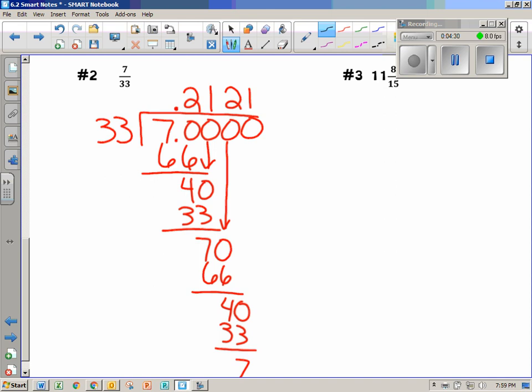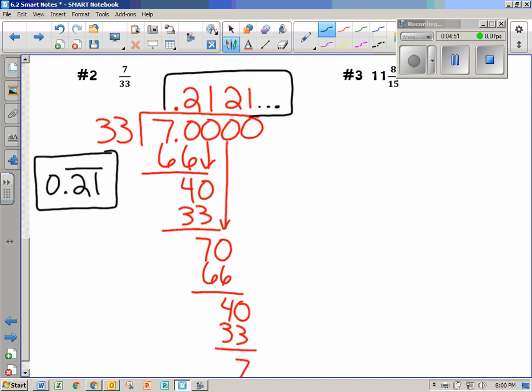When you write your answer, the best way to write this one would be 0.21 with the bar over the 2, 1. And, you know, you could put the 0 in front. I'm bad about forgetting to do that. The other way of doing it is you've got an established pattern here, putting dot, dot, dot, and that would be okay as well.